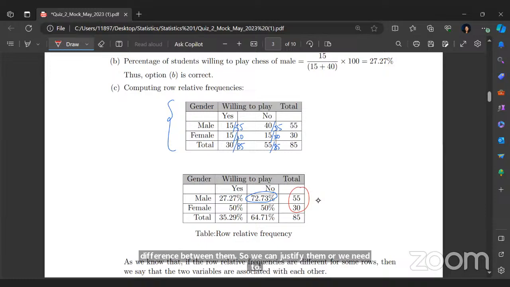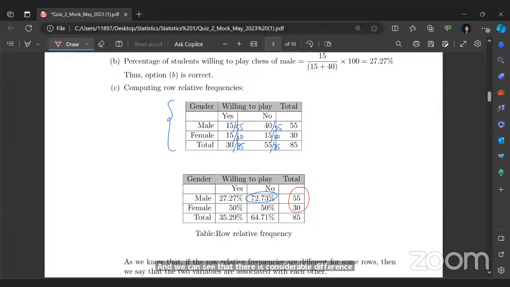Can you repeat? I couldn't hear the voice. Ma'am, I shared that we calculated the percentage as well as the total, and we can see that there is considerable difference between the total values of male and female. So can we judge by the value itself, or do we need to always find the percentage?